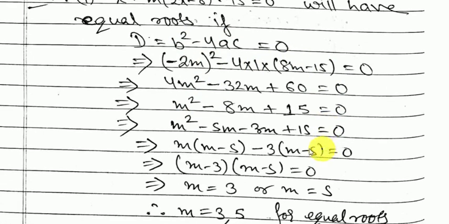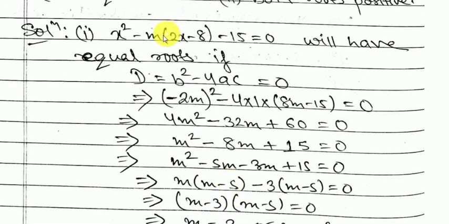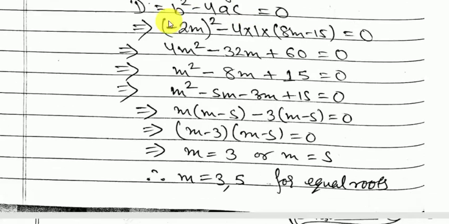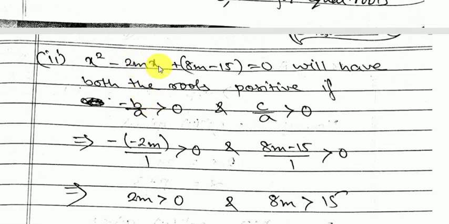Substitute the values and you again get a quadratic equation in m. Calculate that and you get m equal to 3 or m equal to 5. So for m equal to 3 or 5, the quadratic equation will have equal roots. And next they asked, what should be the value of m so that both the roots are positive?